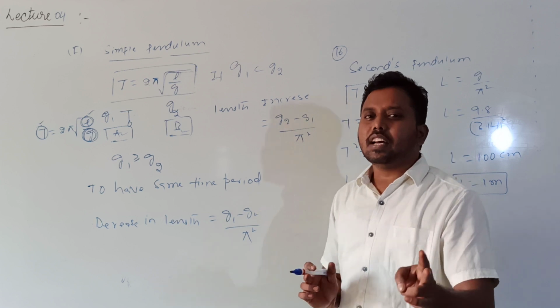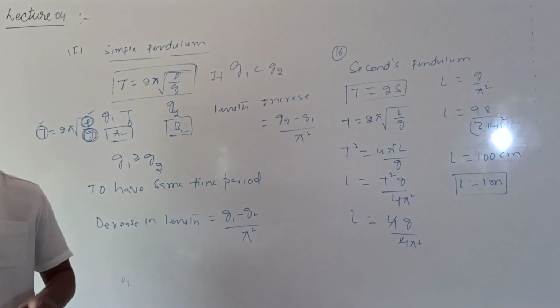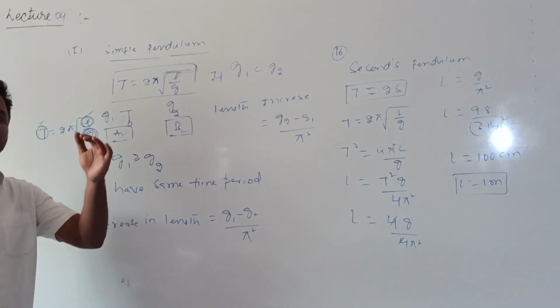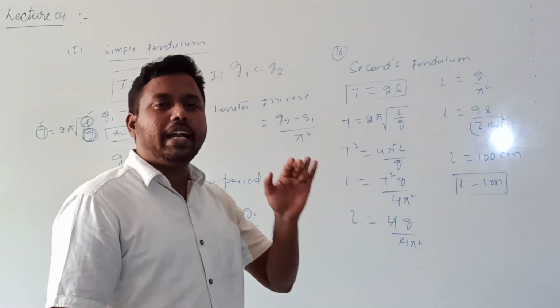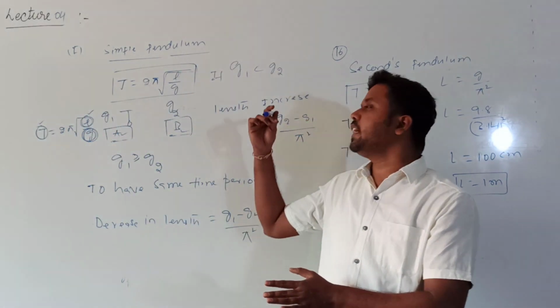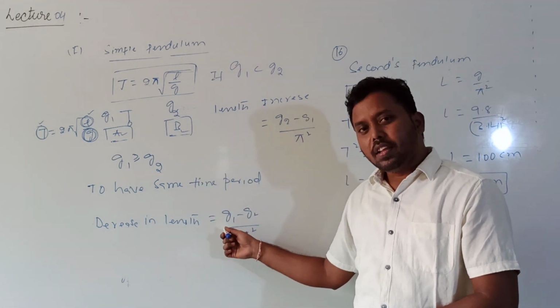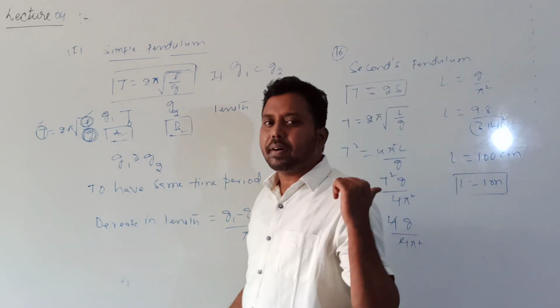Here two possibilities are there. Length value may either increase or decrease. Whenever time period value increases, to maintain the same time period, you should decrease the length. Whenever time period value decreases, to maintain the same time period, you should increase the length. Either increase or decrease in the length is given by the formula (g1 minus g2) by pi square. Here also (g2 minus g1) by pi square.